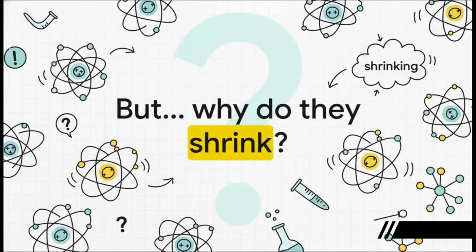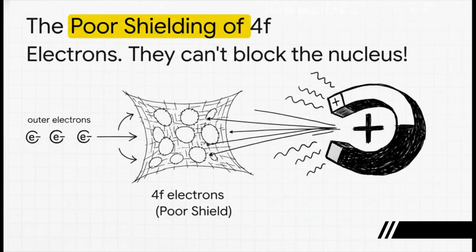But wait a minute, that doesn't really make sense, does it? We're adding protons, we're adding electrons. Shouldn't the atoms be getting bigger? What on earth is causing them to shrink? And the culprit is something called poor shielding. Those 4f electrons, because of their weird spread-out shape, are absolutely terrible at their job. Their job is to shield the outer electrons from the pull of the nucleus, but they fail miserably.